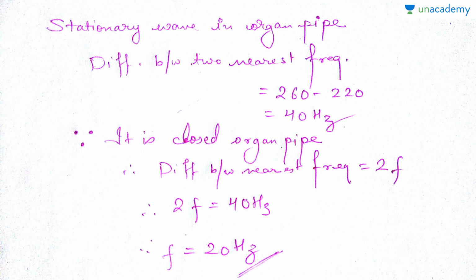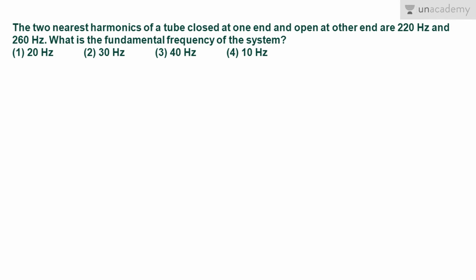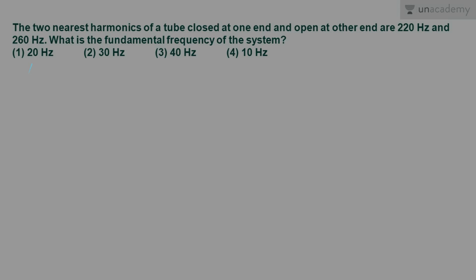Okay, so it is a stationary wave in the organ pipe. As I said earlier, the difference between the two nearest frequencies, 260 hertz and 220 hertz given, 260 minus 220 is equal to 40 hertz. Since it is a closed organ pipe, that will be equivalent to twice the fundamental frequency. So 40 is equal to 2f. From here we get the fundamental frequency as 20 hertz. So very simple problem. Here the option becomes the first.